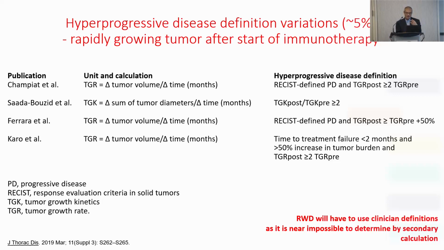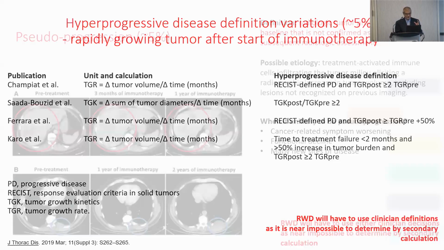And so there are different definitions of hyper-progressive disease. And I don't want you to memorize or learn this because it'll change every 6 months. The bottom line is you need to take these things into account, which means you can't design studies without talking with clinicians. That's my point in the middle of all of this, because these things are changing forever.